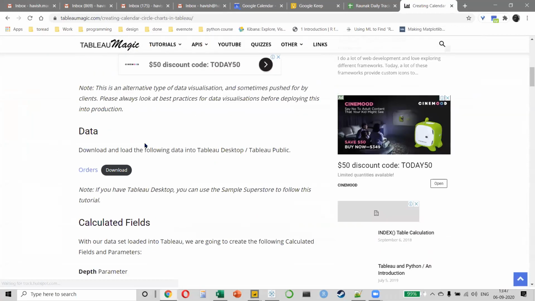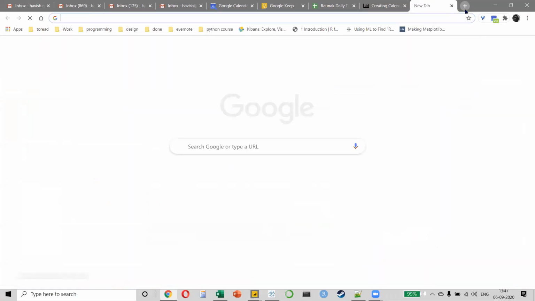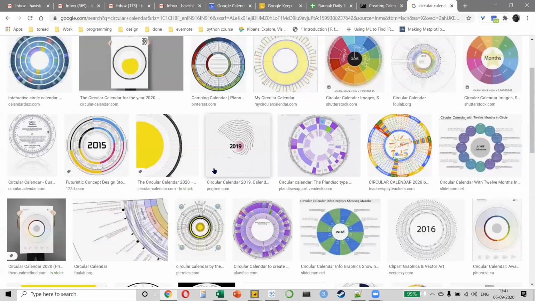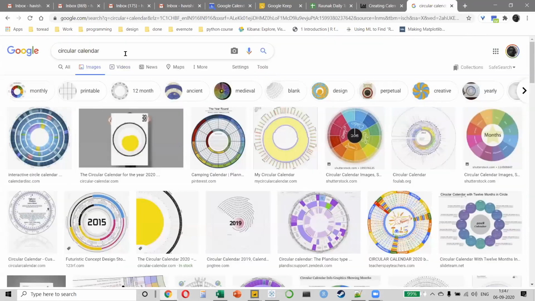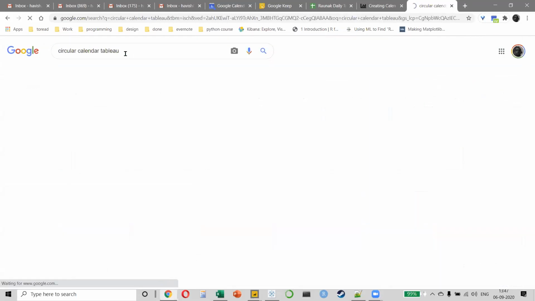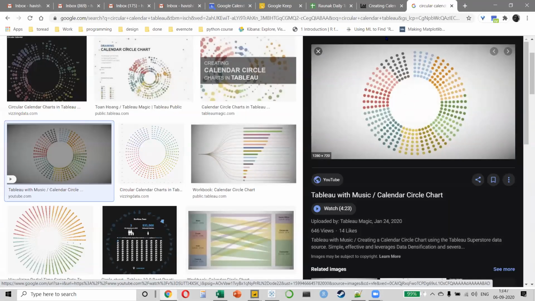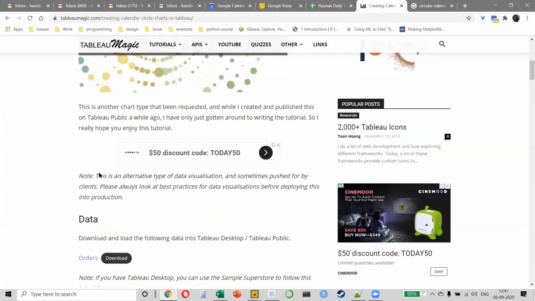I'm sure all of you must have seen these circular calendars. Like this. I'm sure you must have seen this in a lot of reports, correct? And can we do it in Tableau? Of course we can. We can create something like this. It looks beautiful, right? And now do you want to see how much effort is required?